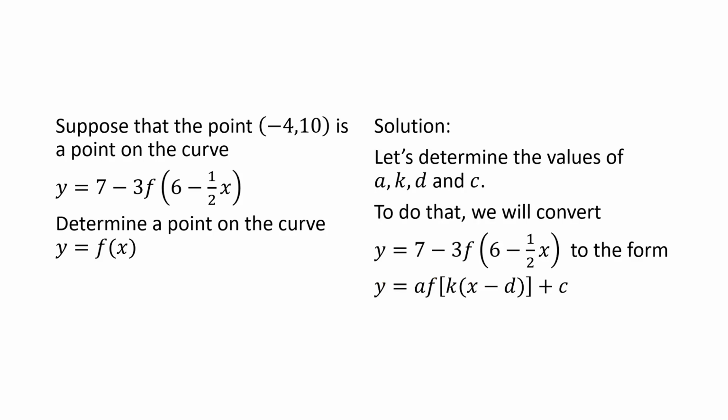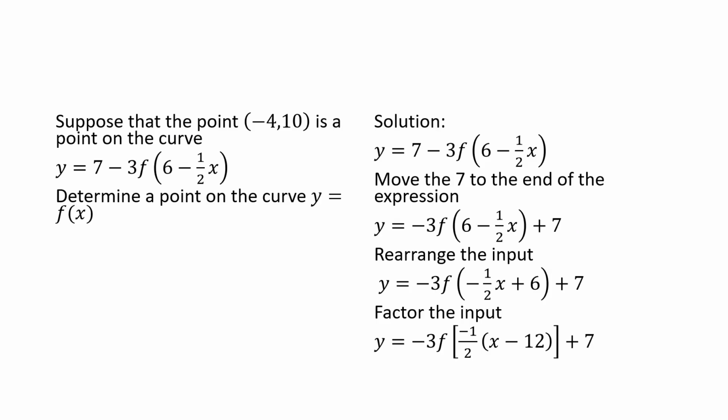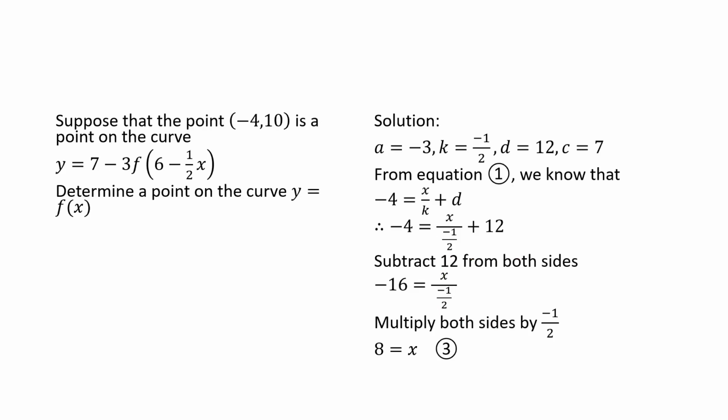Now let's determine the values of a, k, d, and c. We're going to take this 7 that's in front and move it to the end, which means we've got -3 f of 6 minus 1/2 x plus 7. Then we're going to rearrange these terms to put the x term in front. And then we're going to factor out -1/2 from that input and have -1/2 bracket x minus 12 bracket. What that means is that a equals -3, k equals -1/2, d equals 12, and c equals 7.